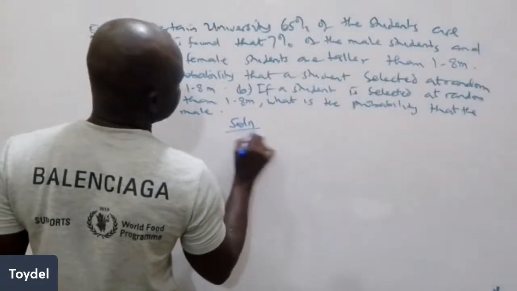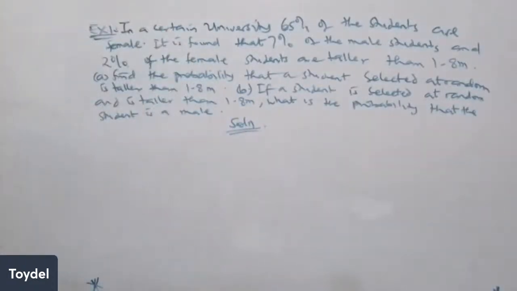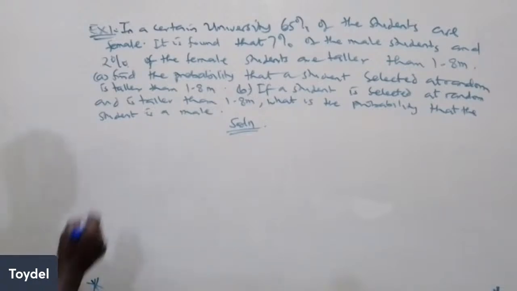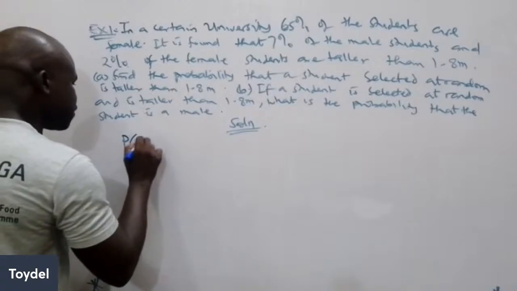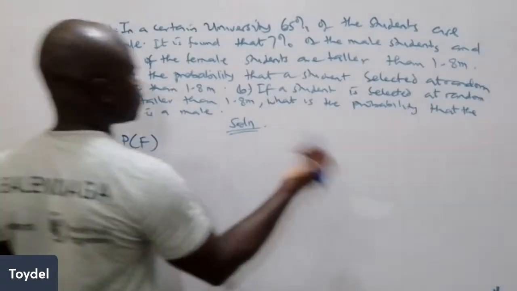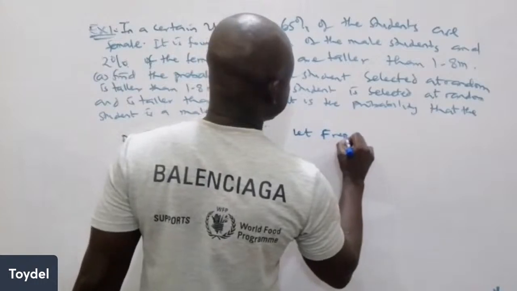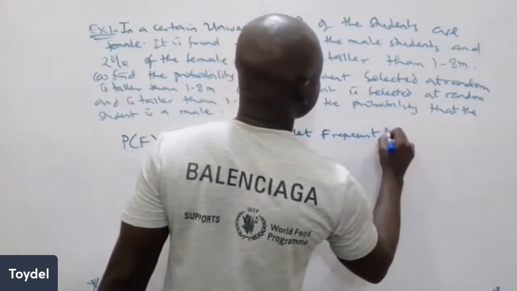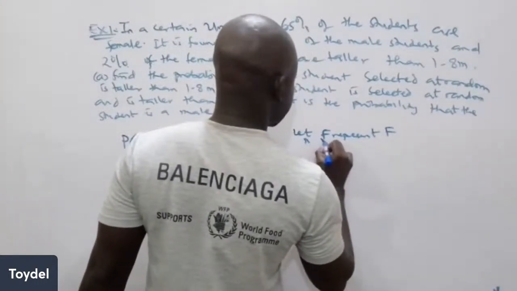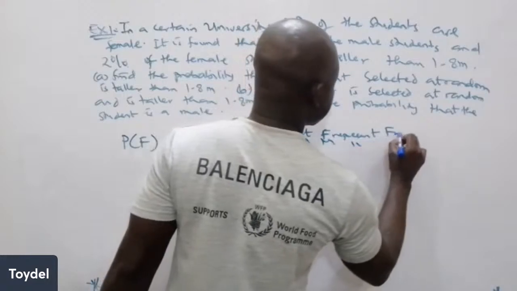Solution. So let's first go through the question. We list out what we are given and what we are required to find. That's the first step to solve any problem. In this case, we are given the probability of female. Let F represent female and let M represent male.